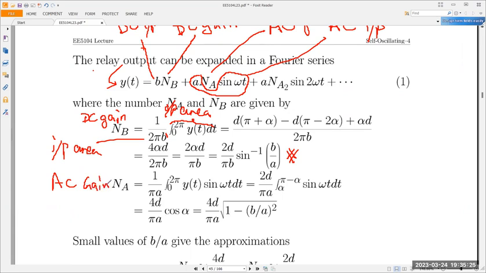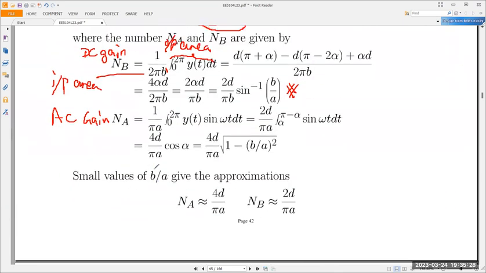Okay, so now if B over A is small, remember, B is the DC input, A is the AC input, the amplitude of the sine wave of the input. If B over A is small, then look, the DC gain is given by this. For small B over A, the angle whose sine is B over A is just B over A. So if that is the case, then B and B will cancel. Then it is just 2D over pi A.